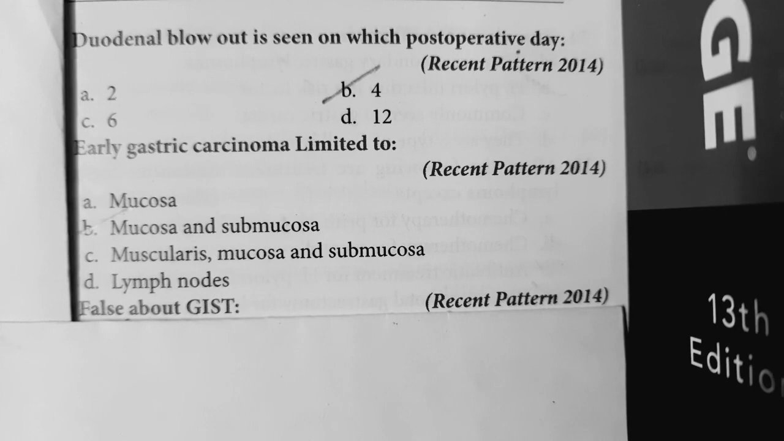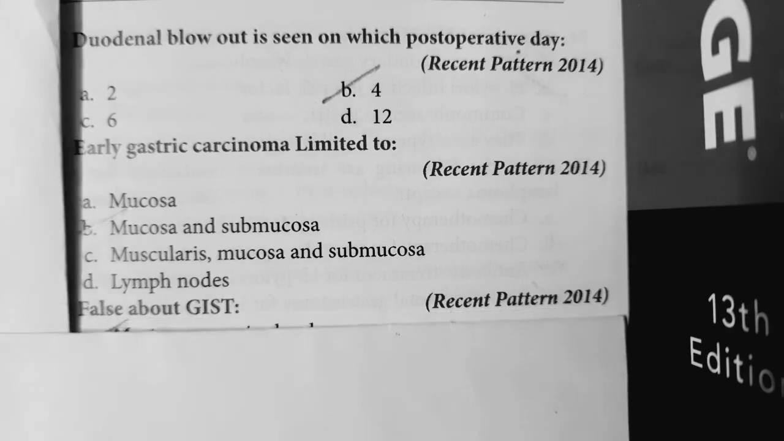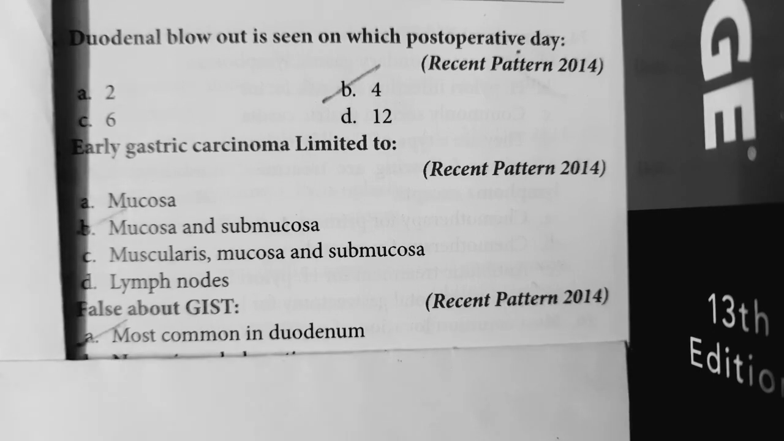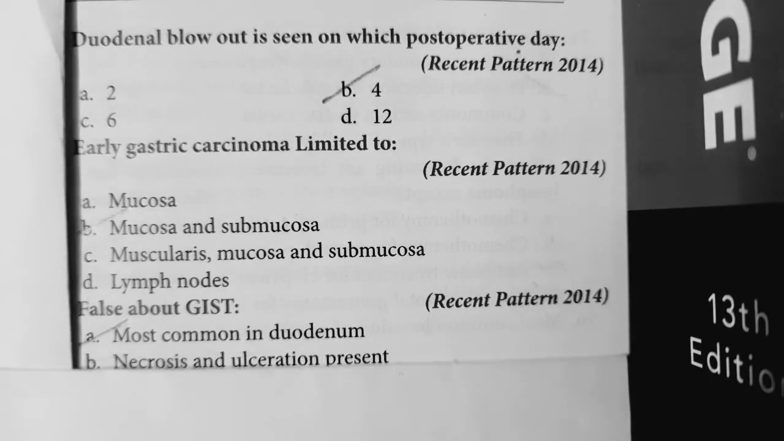Then question number 3. False about gastrointestinal stromal tumor is. If you see the options, most common in duodenum, false. Gastrointestinal stromal tumor, around 50 to 60% occurs in stomach, 30% in small intestine and only 10% in colon. The most common site of gastrointestinal stromal tumor is the stomach.